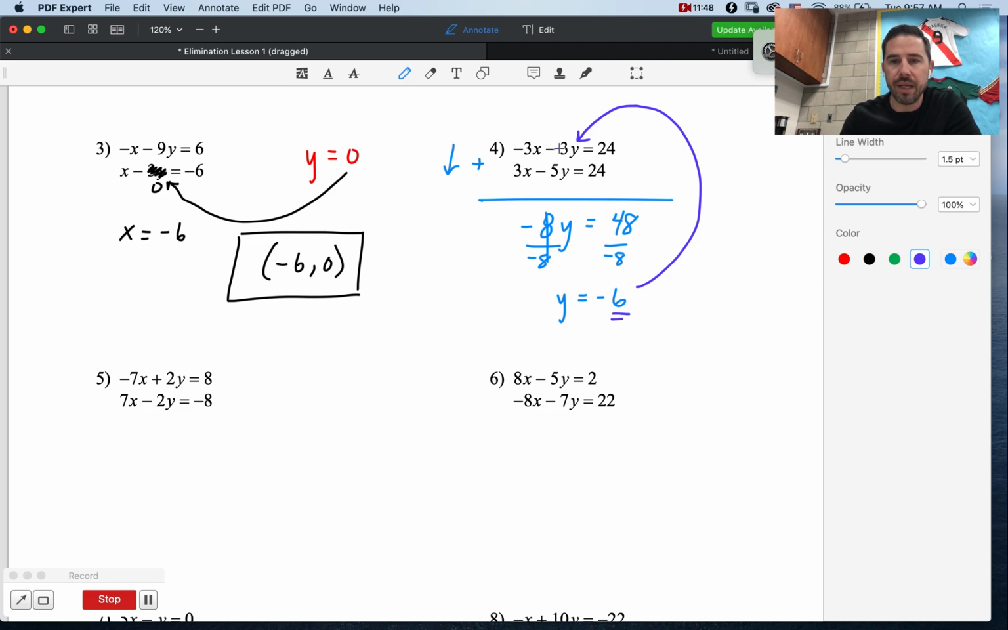What is -3 times -6? Because that's what I'm doing right here. -3 and my y is -6. Isn't that positive 18 plus 18? So what I have is -3x plus 18 equals 24. I'm going to slide this guy over by subtracting 18, and I have -3x equals positive 6. Divide -3, divide -3. x equals -2.